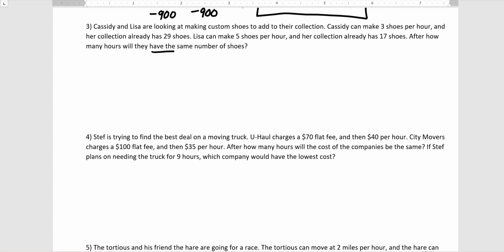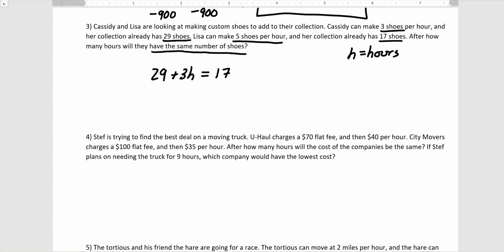So this is another one where we want to know when they'll be equal, right? So we're going to put these expressions equal to each other. We want to know how many hours, so let's say h is hours. That's going to be our variable here. Now Cassidy starts with 29 shoes, and then she makes 3 per hour, so plus 3h. And we want to know when that will equal Lisa's, who has 17 shoes to start with and makes 5 per hour, so that'd be plus 5h.